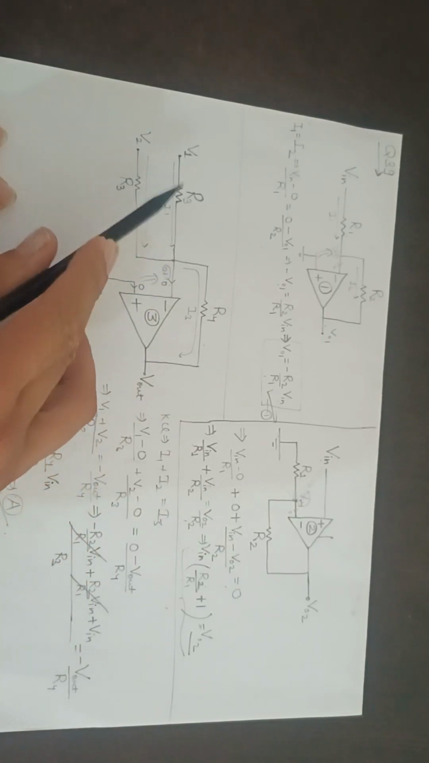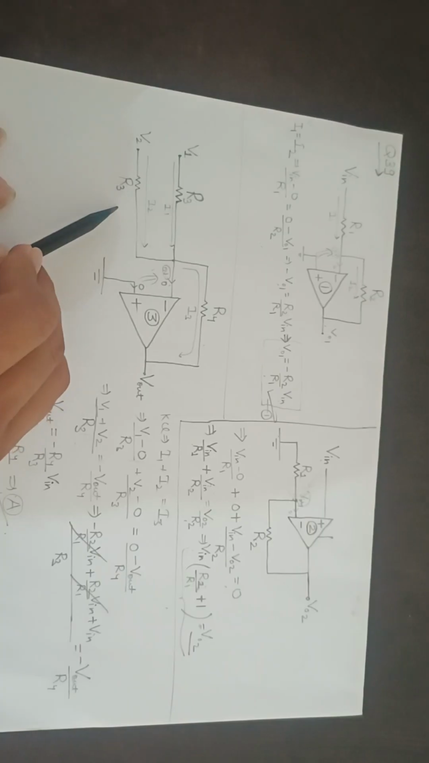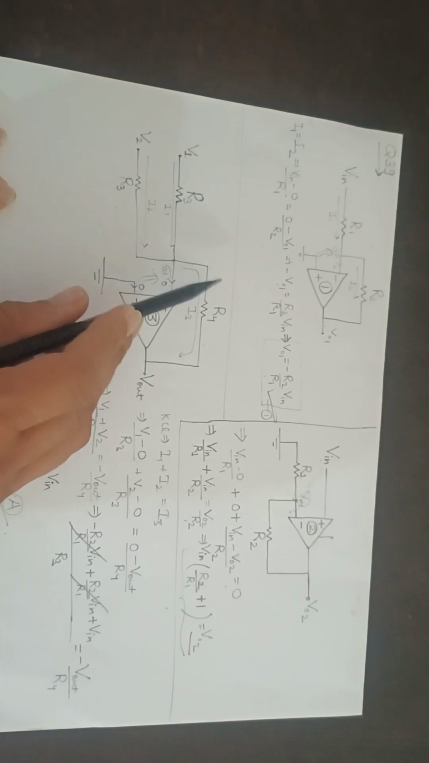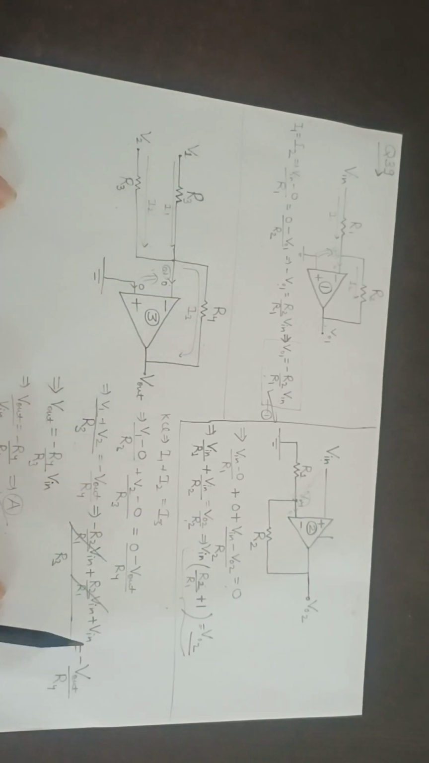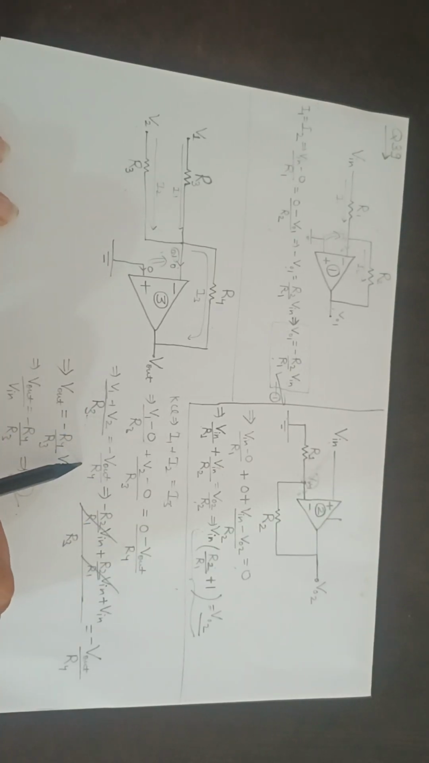So what is I1? V1 minus 0 by R3 plus V2 minus 0 by R3 is equal to 0 minus Vout by R4. So this will be V1 plus V2 by R3 is equal to minus Vout by R4.